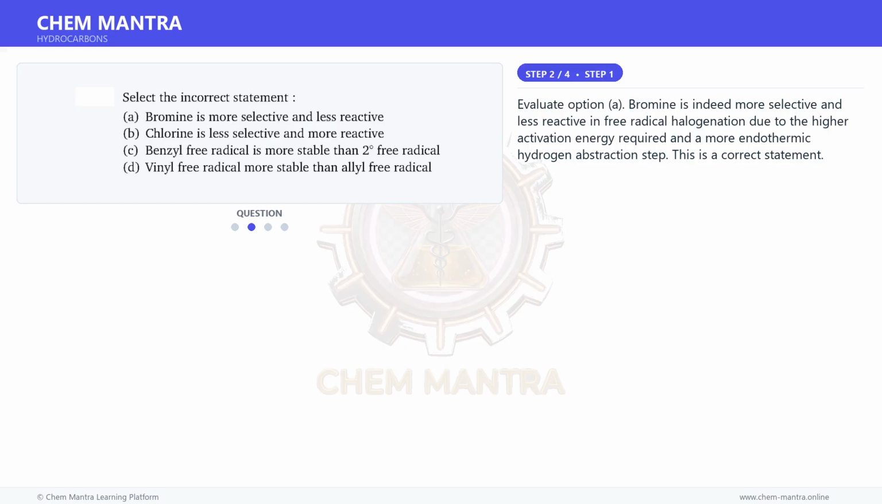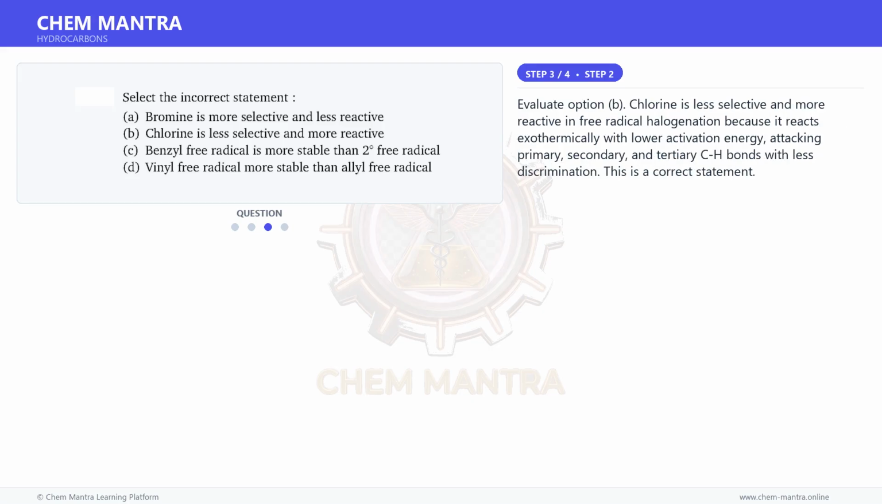Moving on to the next step. Evaluate option A. Bromine is indeed more selective and less reactive in free radical halogenation due to the higher activation energy required and a more endothermic hydrogen abstraction step. This is a correct statement.